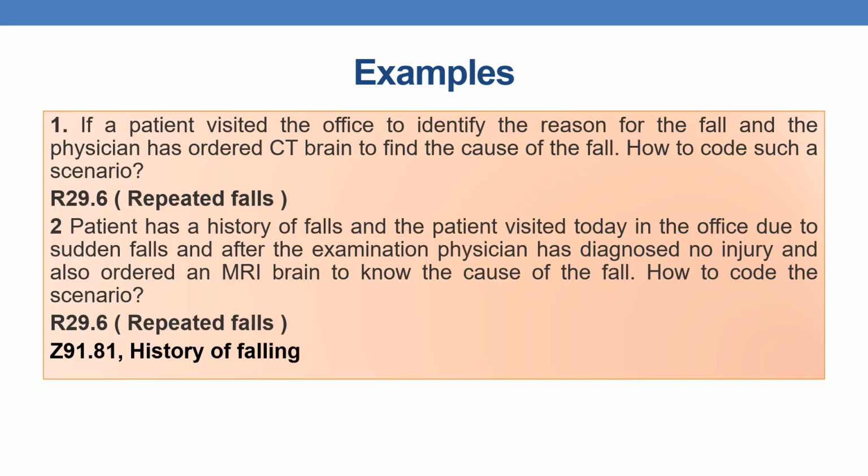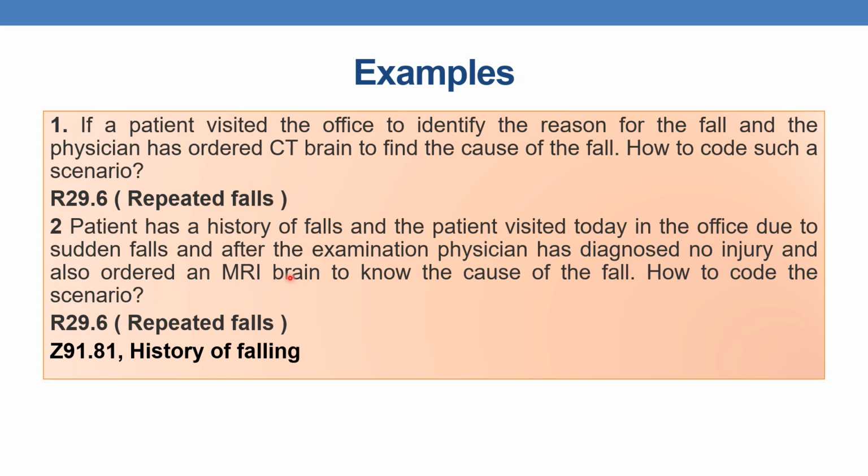Let us see the examples. First case, patient visited the office to identify the reason for a fall. Here, the reason for the fall is being investigated, and the physician ordered a CT brain to find out the cause of the fall. How do you code such a scenario? The appropriate code is R29.6, repeated falls.